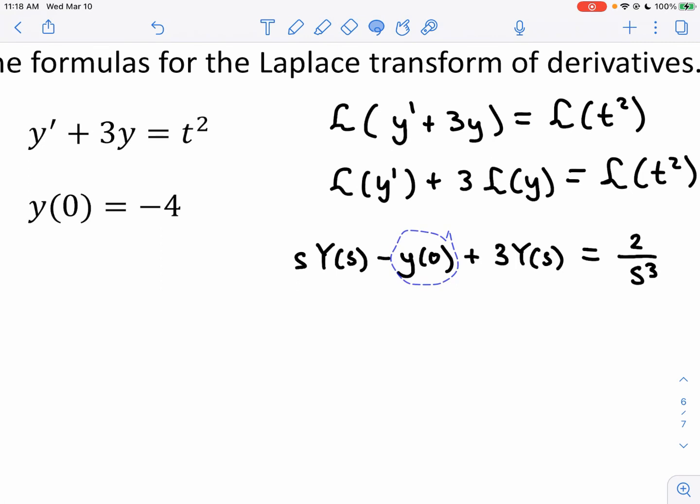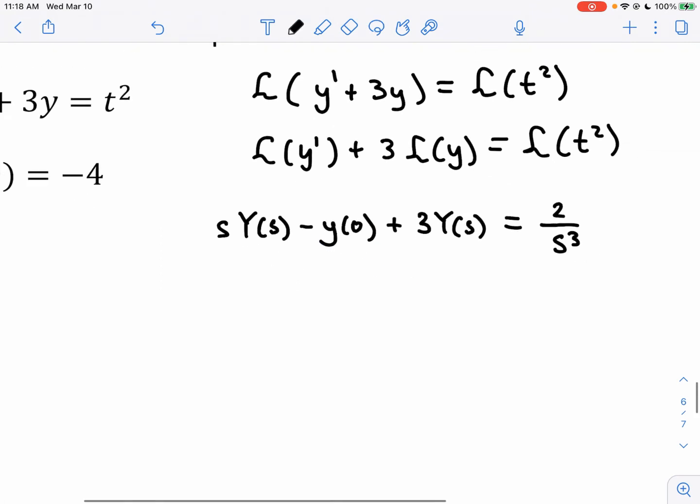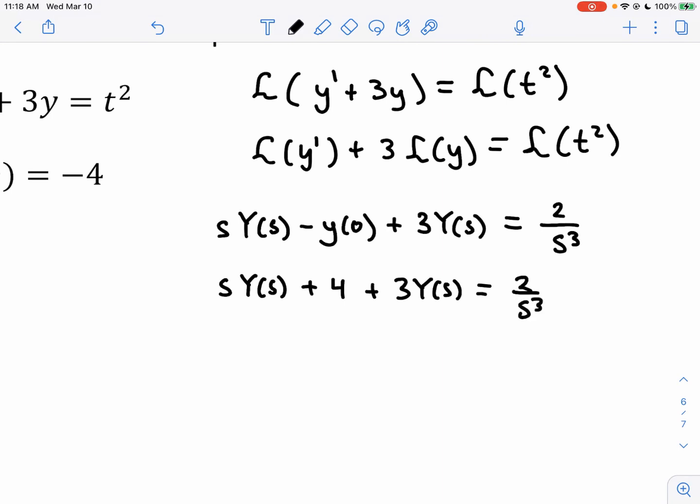We also know that y of 0 equals negative 4, so this part right here we can replace with a negative 4. Let's do that first. So we have s times capital Y of s, minus negative 4, so plus 4, plus 3 times capital Y of s, equals 2 over s cubed.